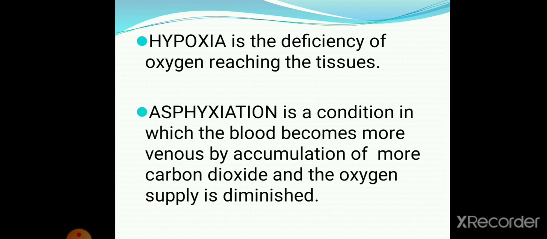The second condition is asphyxiation. It is a condition in which the blood becomes more venous by accumulation of more carbon dioxide and the oxygen supply is diminished. It may result from strangulation, drowning, or any obstruction in the respiratory tract. It may result in the death of the person.